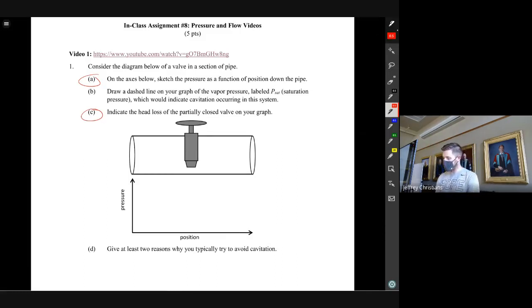Basically, you're going to be drawing the pressure position. See if you can figure out what would be the pressure at different points as water is flowing. It'd be flowing from left to right, for example. So water flowing under this valve, what's going to be happening with pressure?